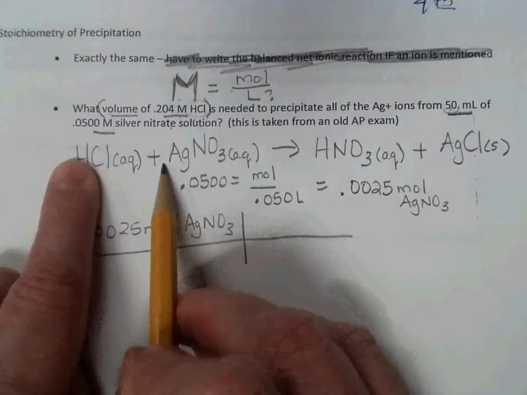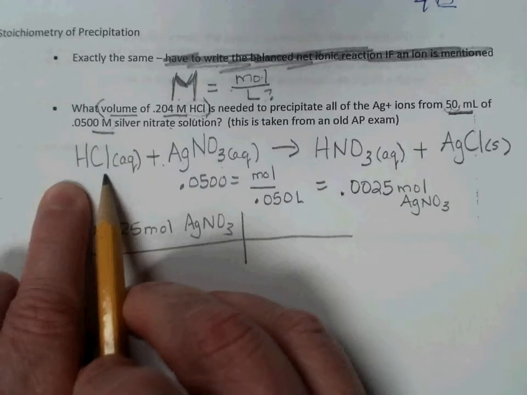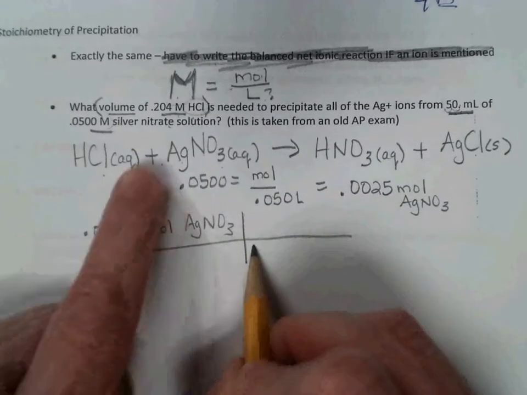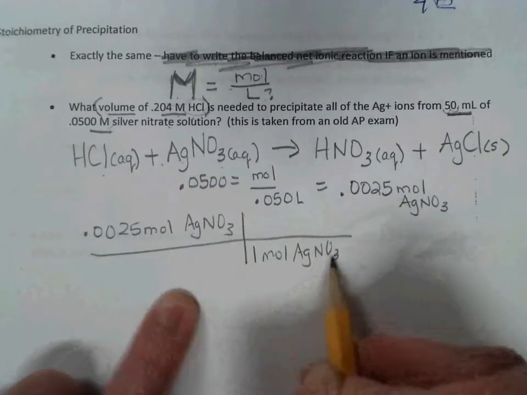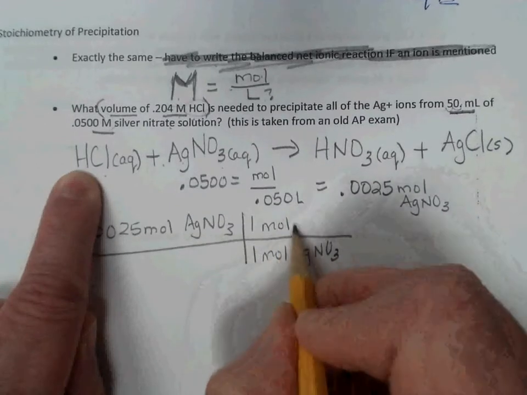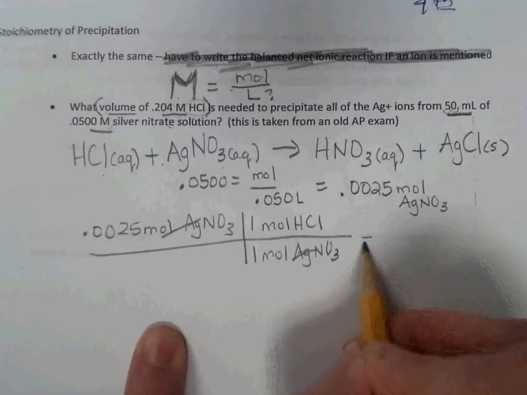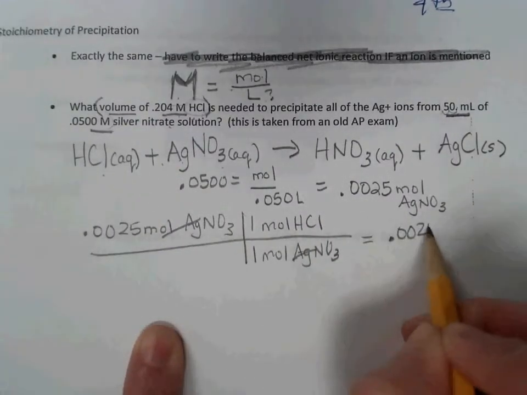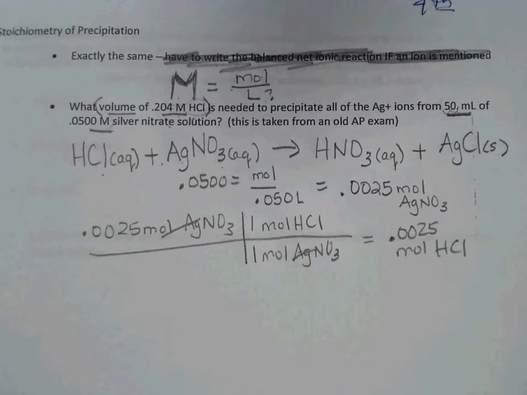All right. Now I go back up here, right? Because I want to go from this part of the reaction to this part. Everybody see that? So I know for every 1 mole of silver nitrate, how many moles of hydrochloric acid? 1 again, right? These are all ones. And I know we're just multiplying by 1, but we're going to do the steps anyway. So I also have 0.0025 moles of hydrochloric acid.